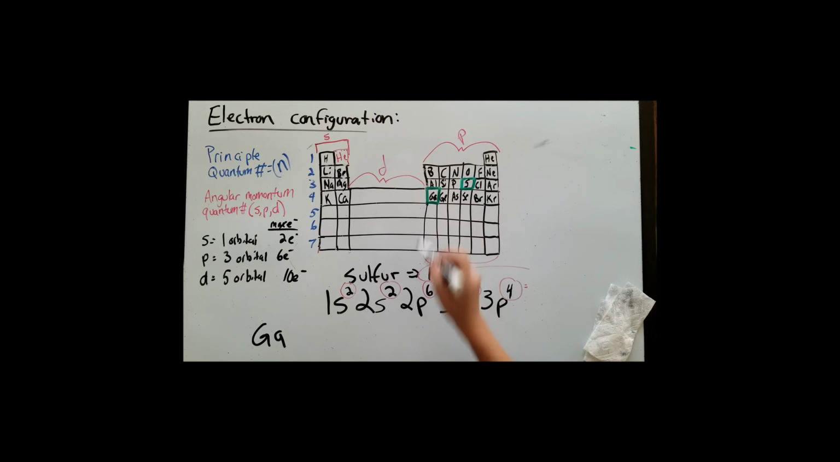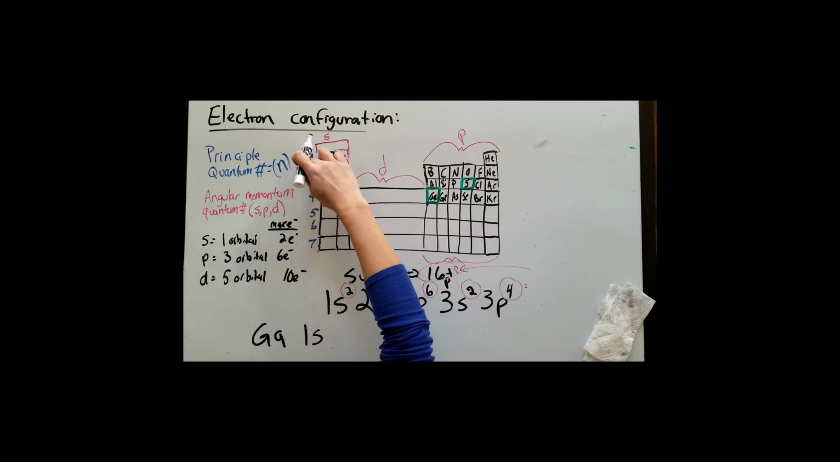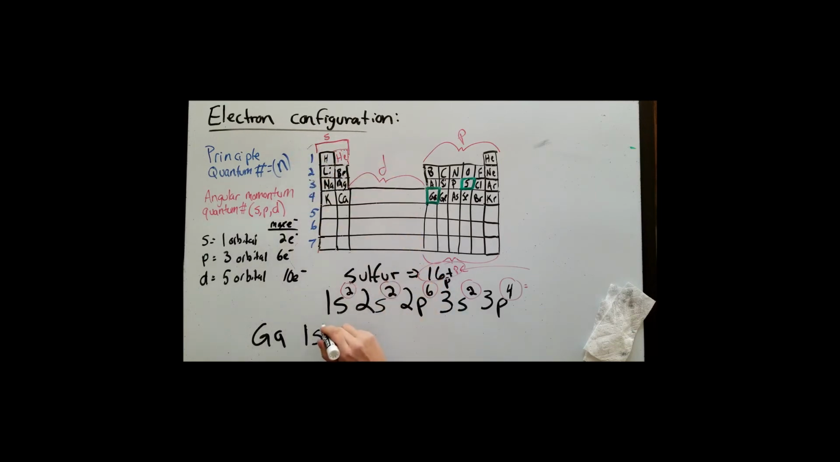So if we want to get all the way to gallium, we still have to start at the 1s. Okay, so it's going to look very similar to sulfur at the beginning because we always start in the same place. So it's 1s2 brings me to helium. Then I go into period 2. I hit the S block first. 2s2 brings me to beryllium. I keep going. I'm still in period 2. I hit the P block. I want to go all the way through that P block to the end to neon, so it's 2p6.